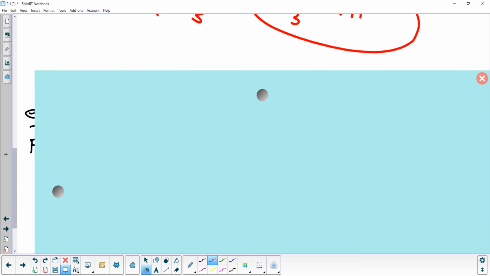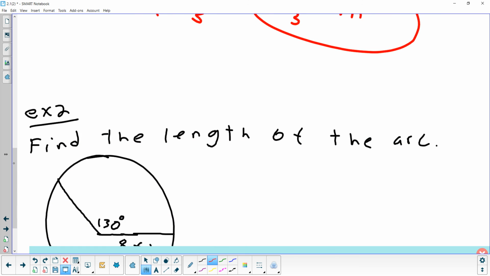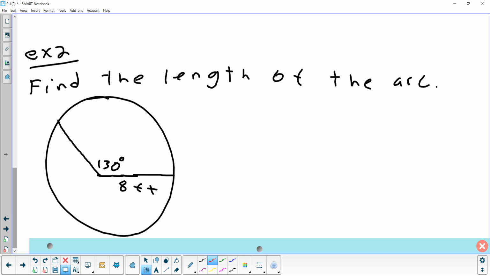All right, let's try this one. We're going to learn 2 formulas today. The first thing I like to do, and you've only learned 1 formula right now, is just read the problem and see what formula you're going to need to use. This is about arc length. So right away, just write the formula down. And Cassidy, what's the formula that we just came up with for arc length?